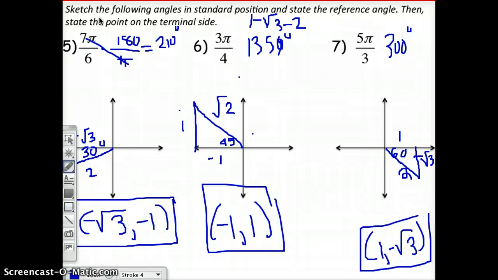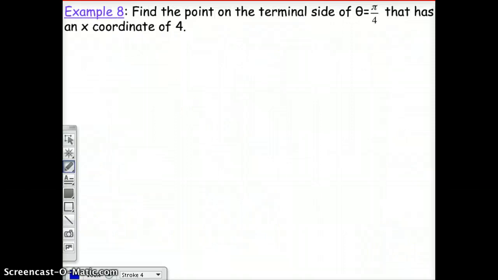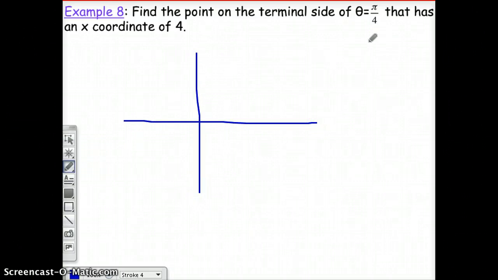Okay, so I have 2 more minutes left in this recording before it turns off on me, so let me try to finish real quickly. The last example, find the point on the terminal side of pi over 4 that has an x-coordinate of 4. So sketch the angle. Pi over 4 is 45 degrees, and it's in quadrant 1.